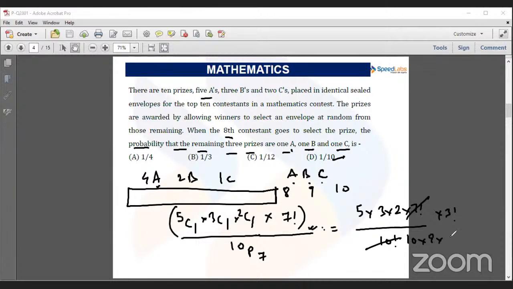10 into 9 into 8. This is 30. 5. This is 30. 30 by 3. 6 by 3 into 8. 1 by 4. Any questions? Okay, next one then.